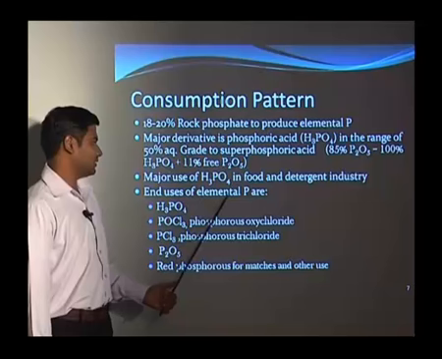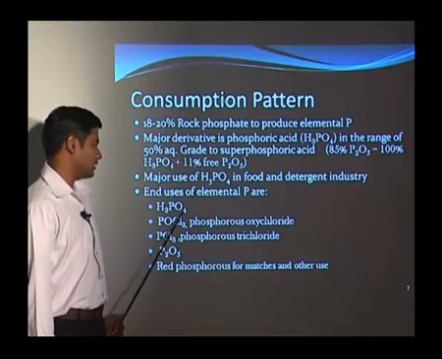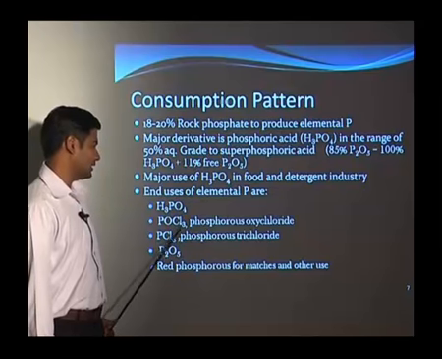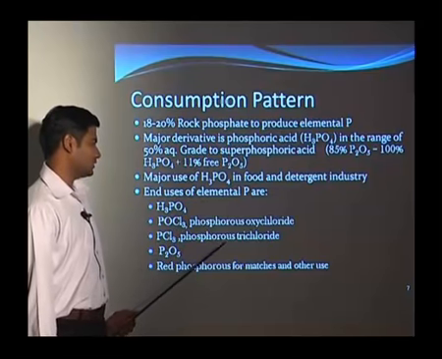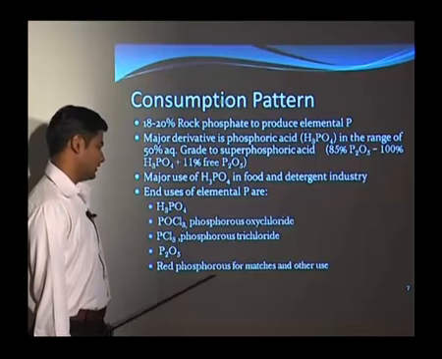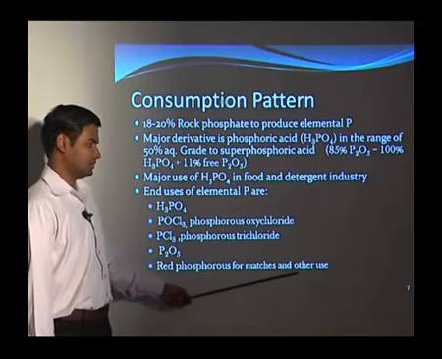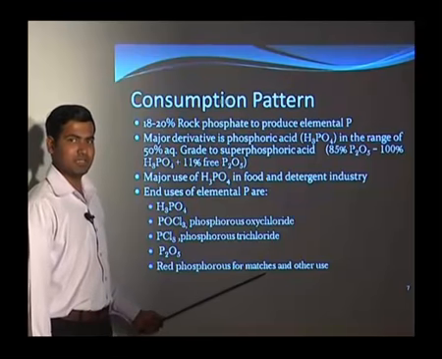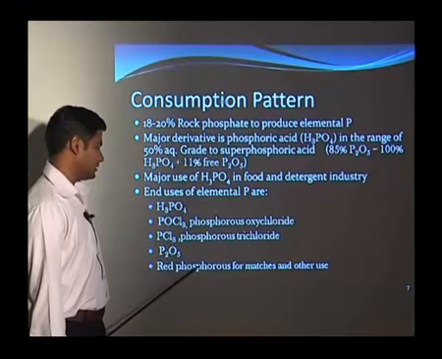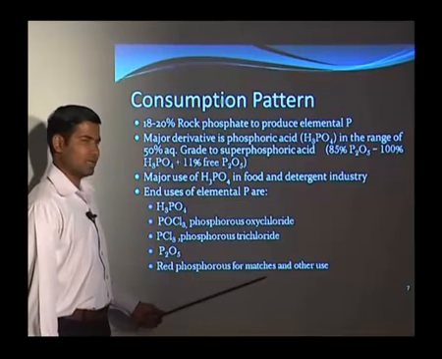The end uses of elemental phosphorus are the production of phosphoric acid, then phosphorus oxychloride, POCl3, then phosphorus trichloride, PCl3, then phosphorus pentoxide, and red phosphorus for matches and other uses. If you have seen a matchstick, red phosphorus is the main element used to form it.